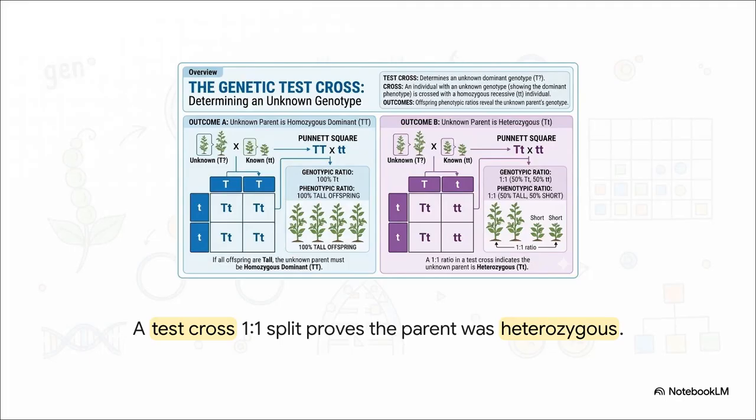Well, the solution is a genetic test cross. You take your unknown plant and cross it with a homozygous recessive plant, a purely short little t plant. Compare outcome A and outcome B here.